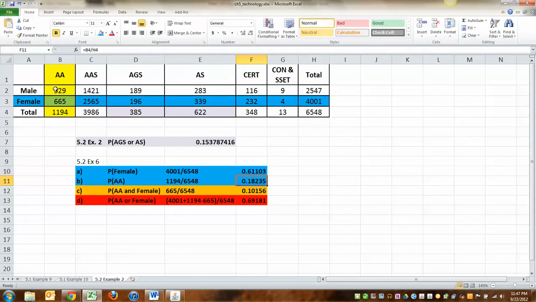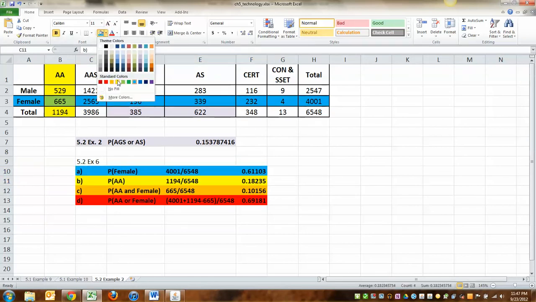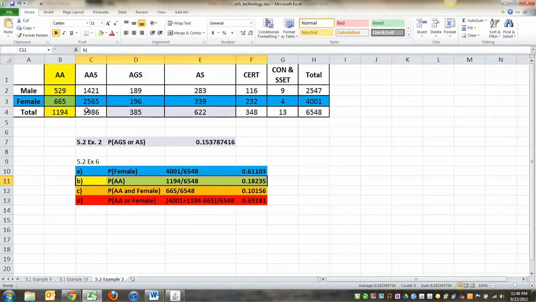Diggity done. Now what about AA? Associate in arts. Not Alcoholics Anonymous. So what's the probability of an associate in arts? Okay, well, in that column, there's 1,194 students. So the probability that a student is going to be in Associates of Arts as their major is 1194 over 6548.